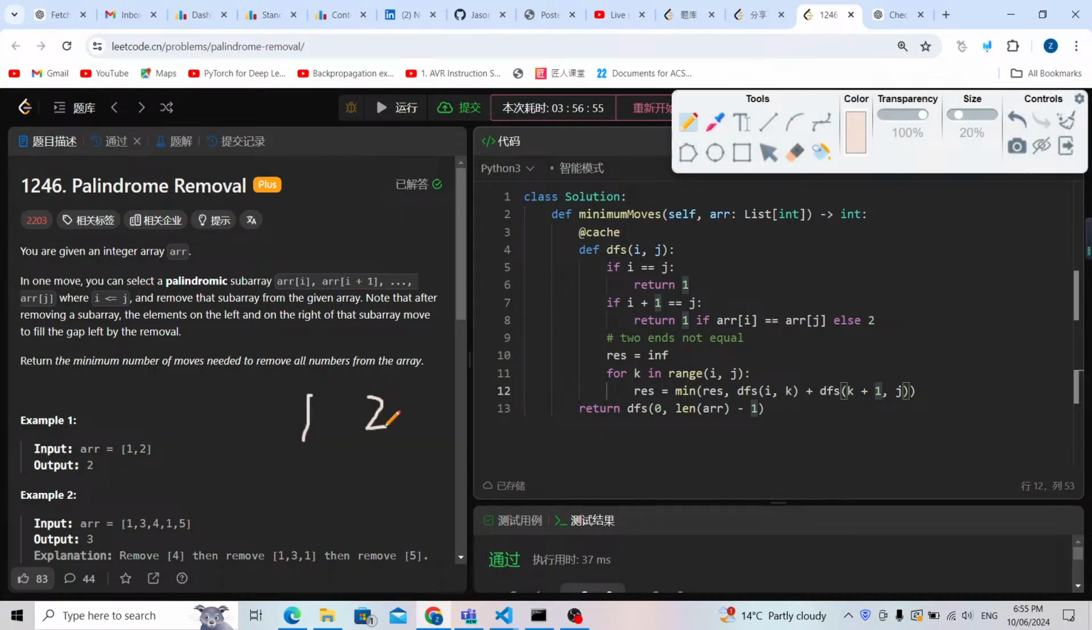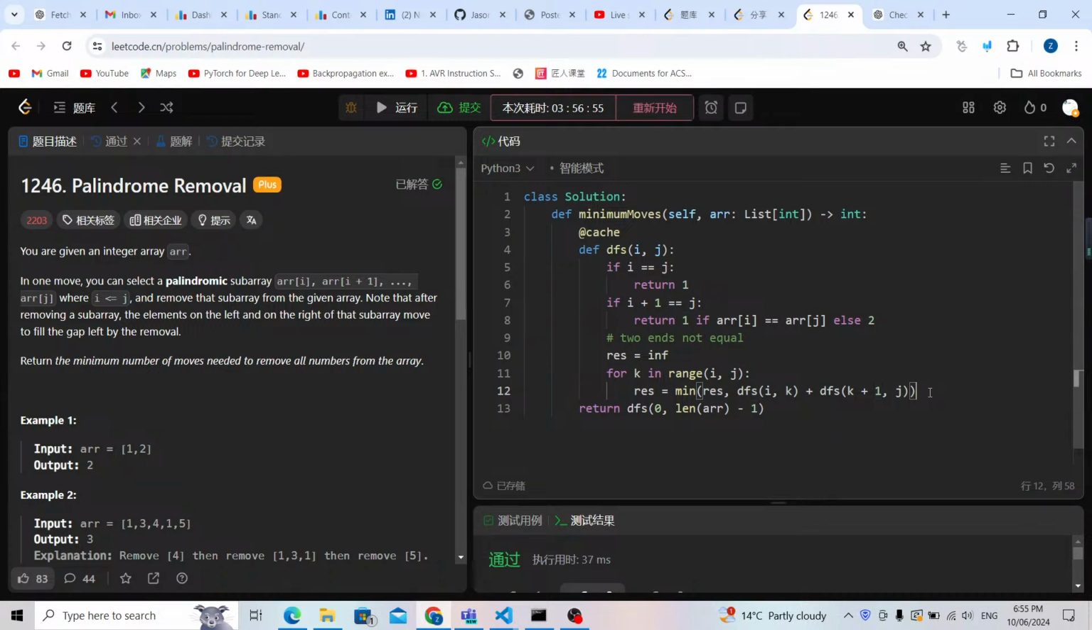So for example, we have the numbers 1, 2, 3. We can split it here, and we have this one, or we can split it from here. There are two different splittings. Now let's just continue.